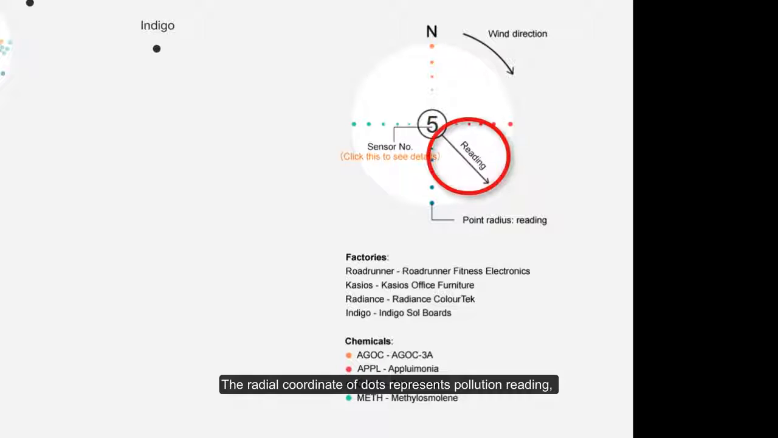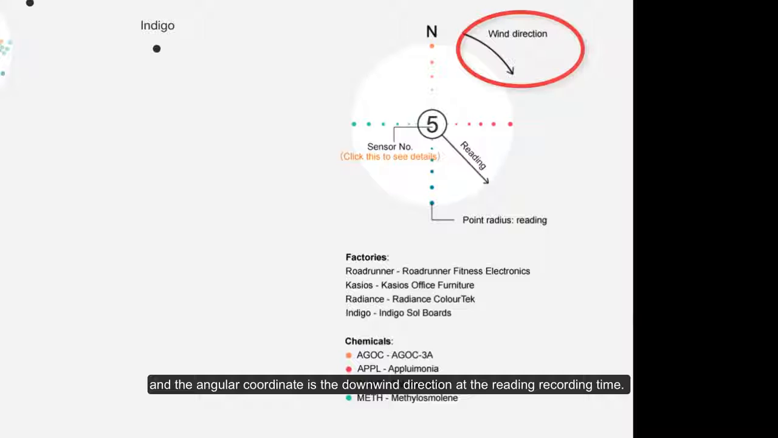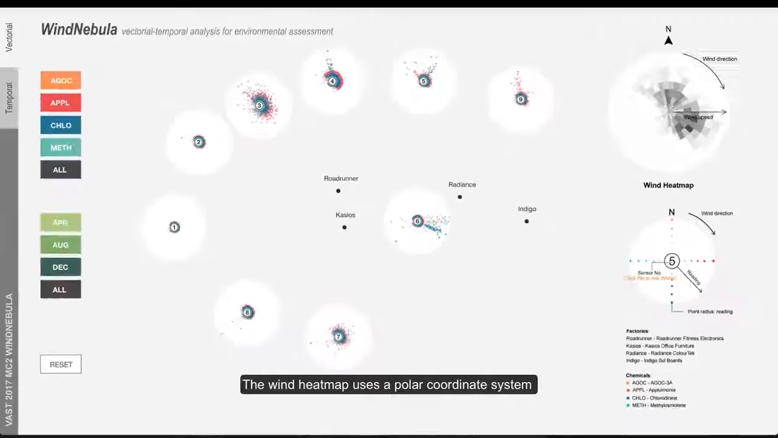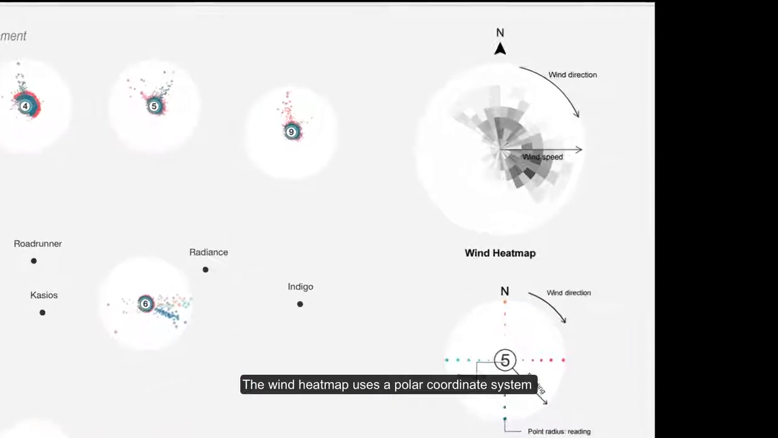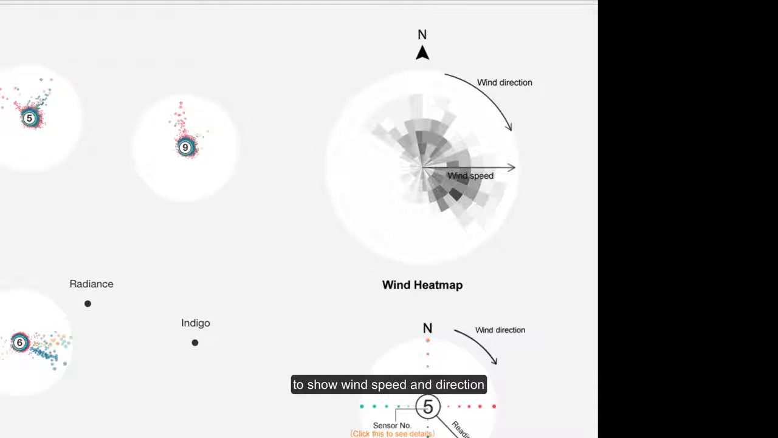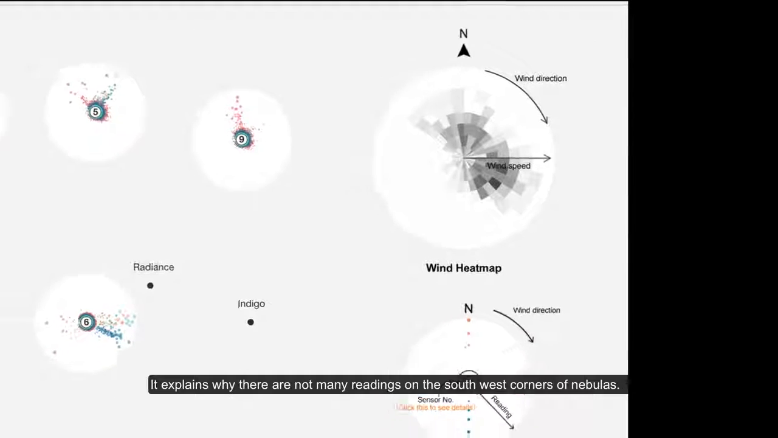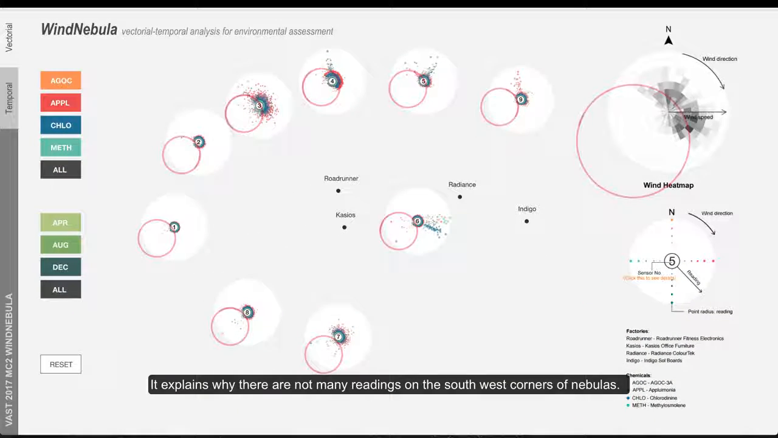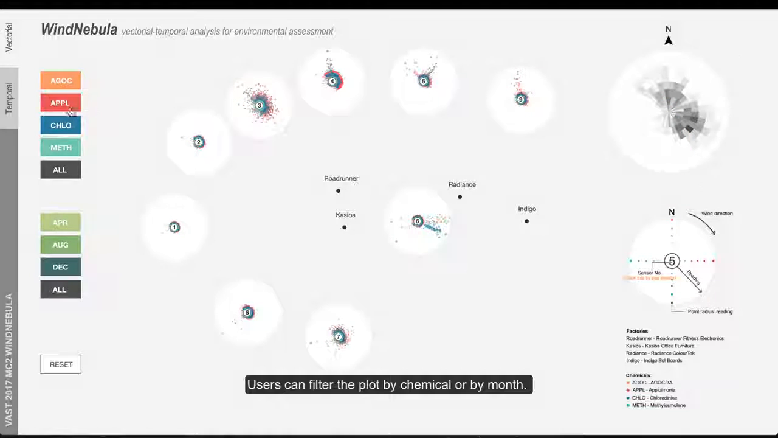The radial coordinate of dots represents pollution reading, and the angular coordinate is the downwind direction at the reading recording time. The wind heat map used the polar coordinate system to show wind speed and direction. It explains why there are not many readings on the southwest corners of the nebulas. Users can filter the plot by chemical or by month.